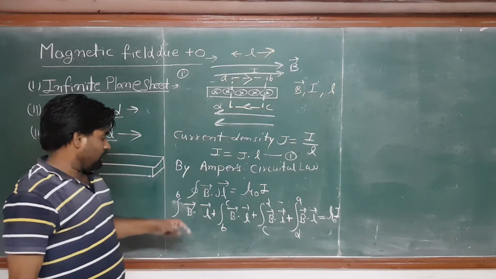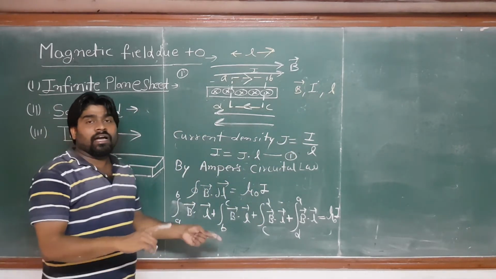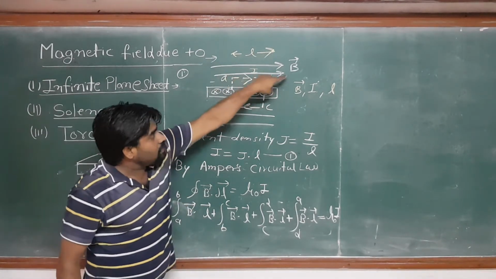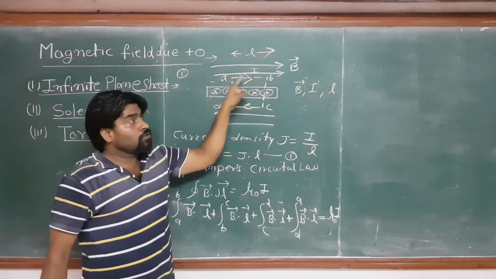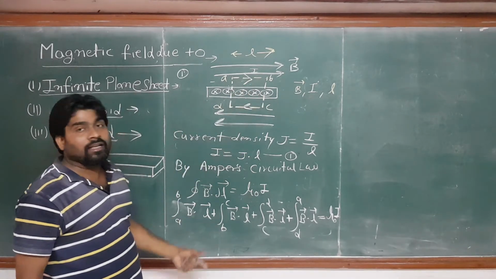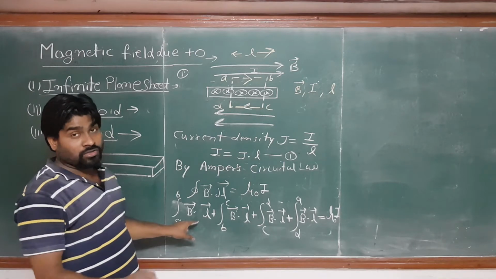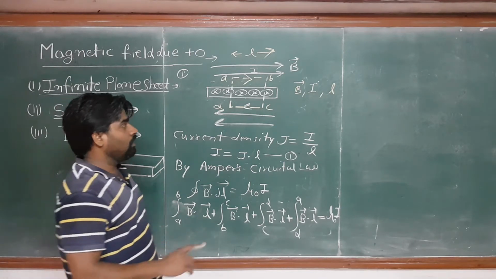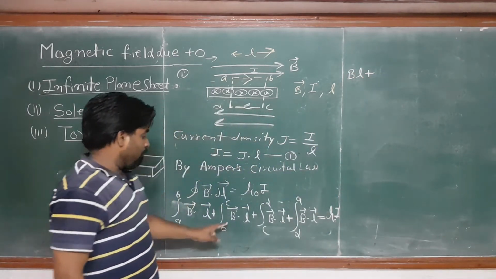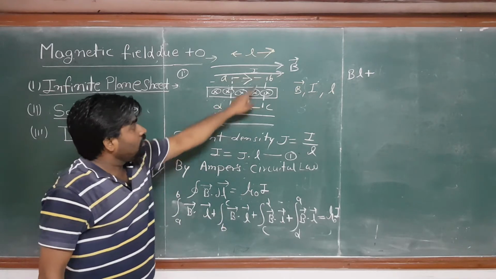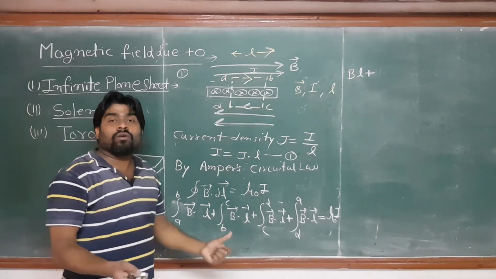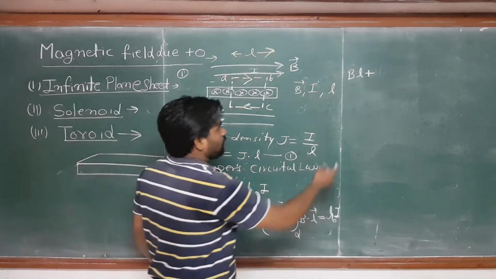Now, take a look. The dot product tells the angle between B and L always in a cos theta form. If B is here and AB has this direction, the side L is parallel to B. Here the angle between B and L is 0 degrees, and cos 0 degrees is equal to 1. So its value will come like BL, plus B dot L at BC. BC is making 90 degrees with the field, and at 90 degrees cos becomes 0, so I am not writing it.